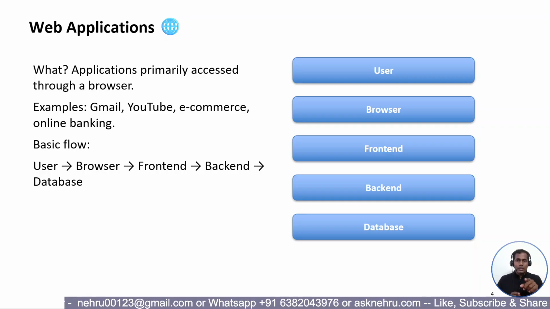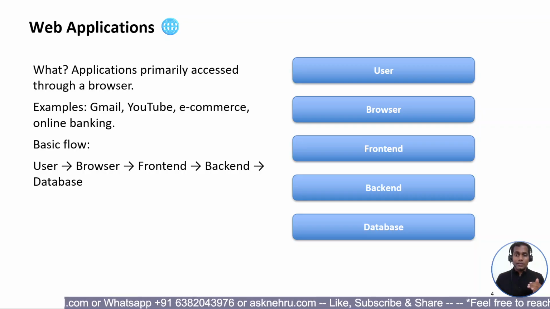You, the user, interact with the browser. The browser loads the front end. The front end communicates with the back end, and the back end reads and saves the information in the database. So this is the actual flow. Some examples are Gmail, YouTube, Google Docs, Amazon, LinkedIn. If your browser is your main entry point, it is primarily a web application.